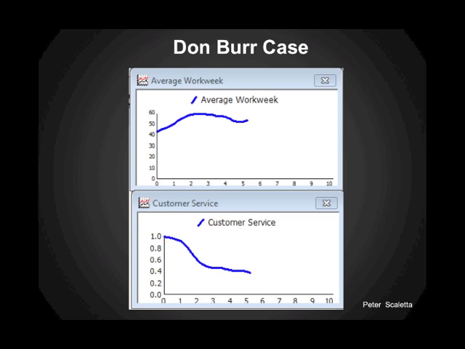Next, our average work week increased over time due to our high turnover rate, and our customer service rate decreased over time because of our low service rate compared to our competitors.